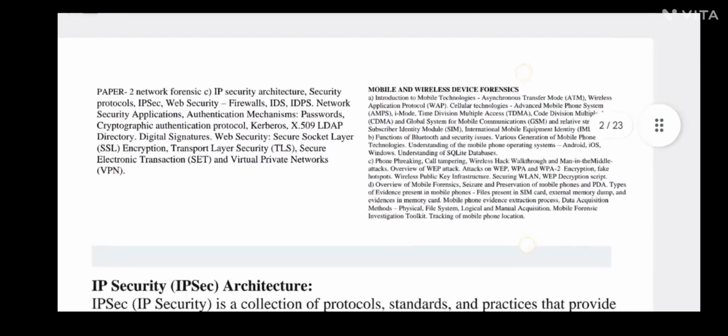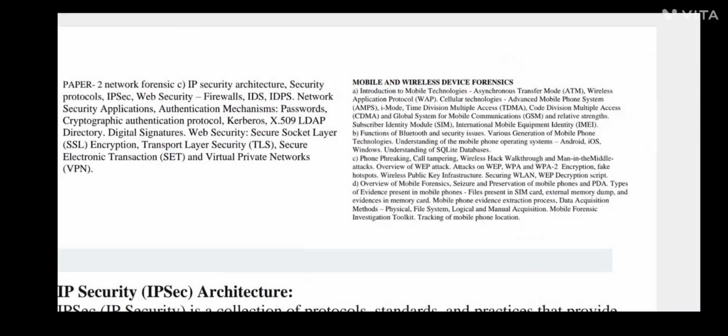Then mobile forensics. We'll cover the complete part here, except this portion of C, the attacks on WEP and WPA, because I have already covered this in my previous lecture. So now the first topic is introduction to mobile technologies.